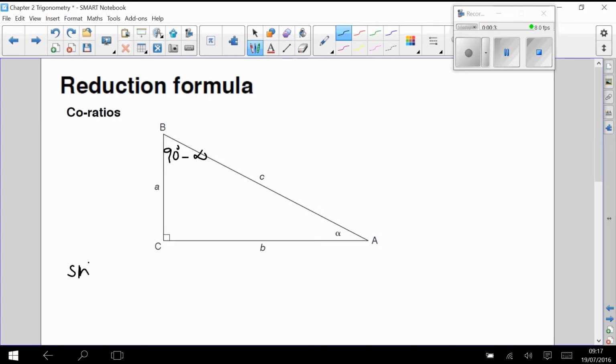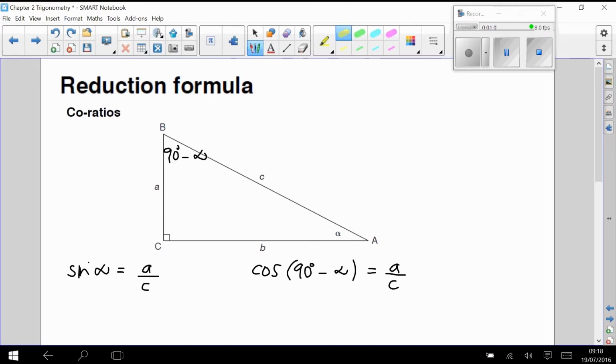Firstly, I'm going to explore the numerical ratio for sine of angle A. Sine of A is going to be sine of alpha, and we know that the numerical ratio for a sine ratio uses the opposite side, which is A, all over the hypotenuse side, which is C. In my next ratio, I'm going to find cos of 90 degrees minus alpha. Cos uses the adjacent side, so that is A all over the hypotenuse, which is C.